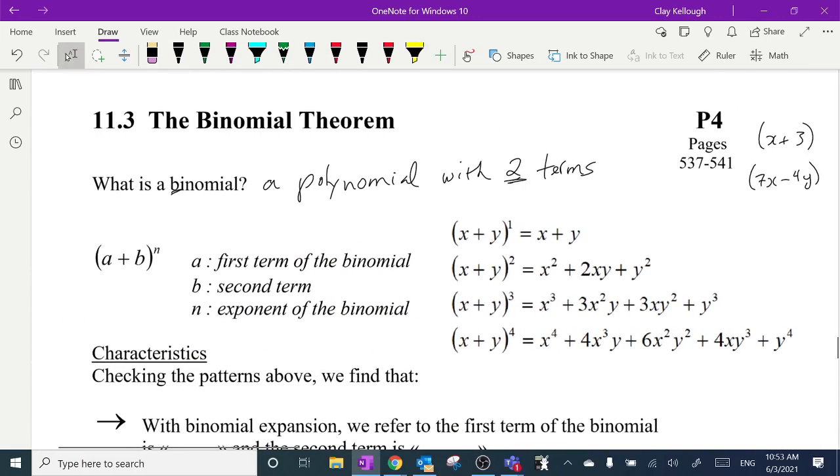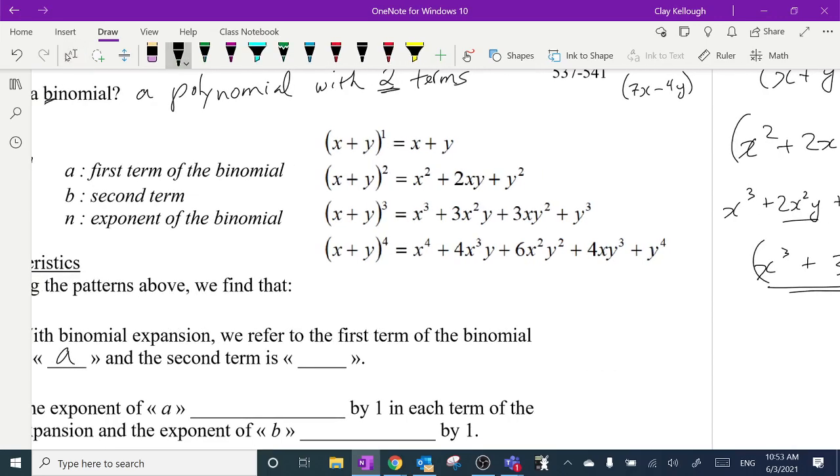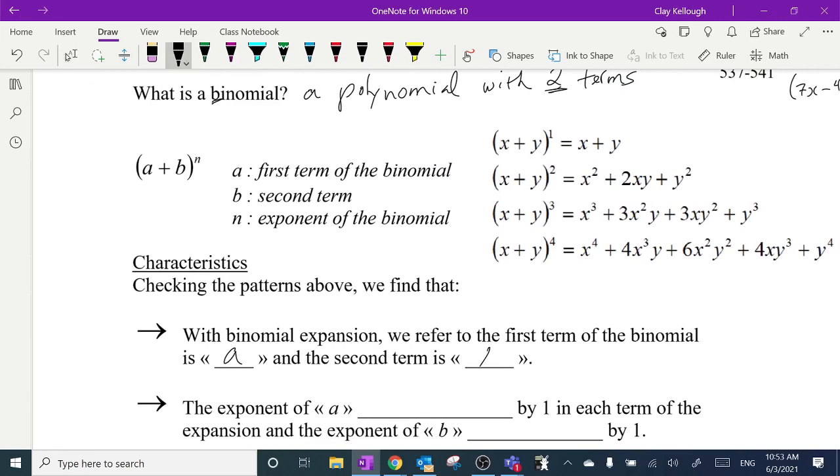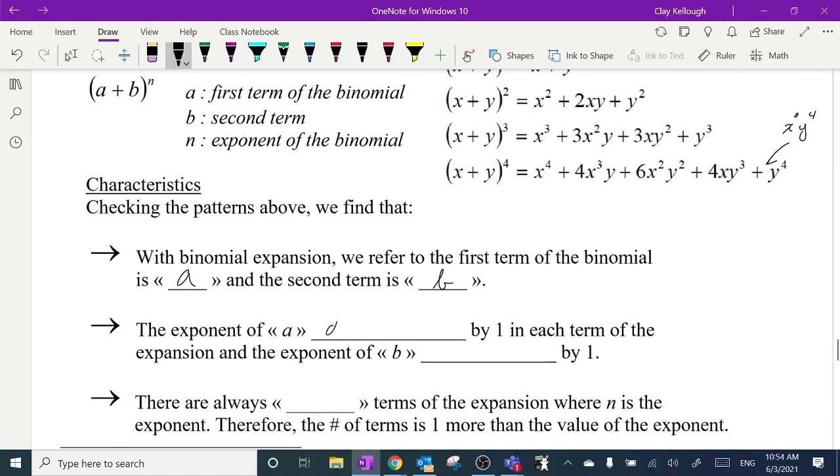And we do. We find patterns. When you expand binomials, you'd call the first term your a term, right? So even if it's x or 7x or whatever it is, you just call the first term a and the second term b. Now the exponent of a: a here is just x, right? So x is to the power of 4, then to the power of 3, then 2, then 1. And remember, you could think of this as x to the power of 0 times y to the 4, because anything to the power of 0 is 1. So the exponent of a decreases as you expand the binomial in each term.